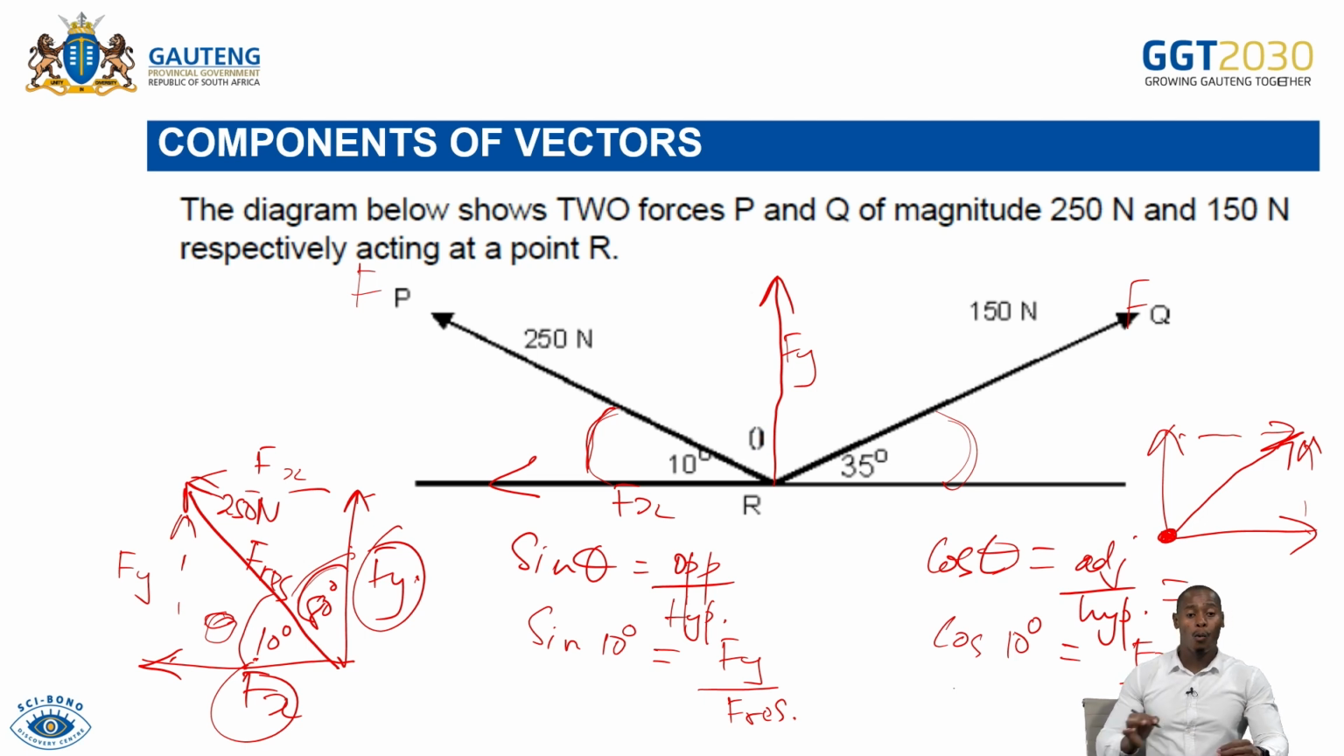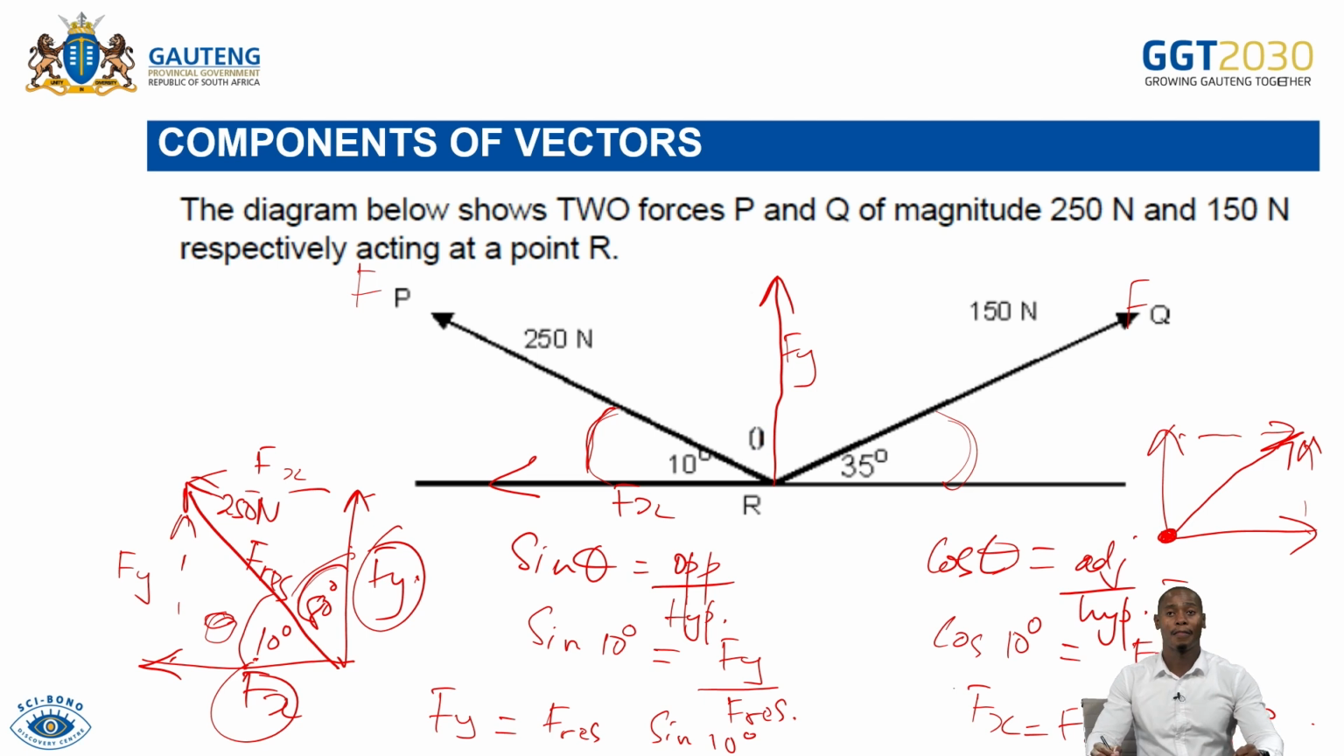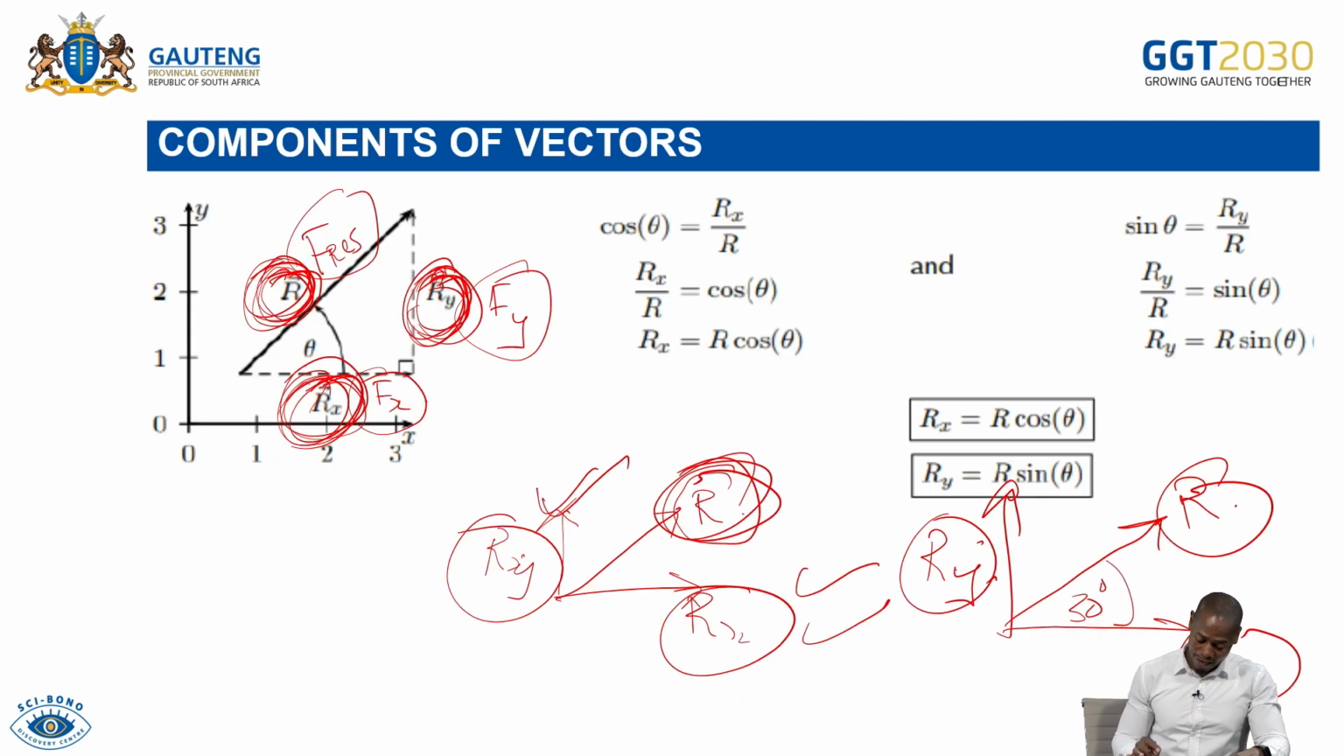Okay? What are we looking for? We are looking for Fy. So let's make Fy the subject of the formula. Fy will be F res sine 10 degrees. Fx will be F res cos 10 degrees. Okay? So I just want to show you where this is coming from.